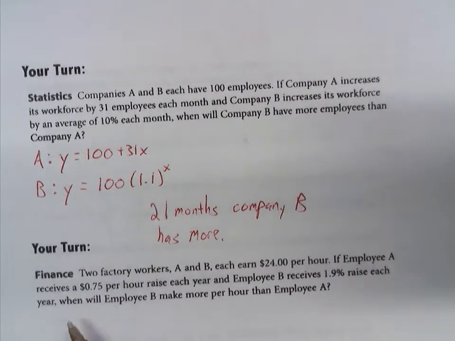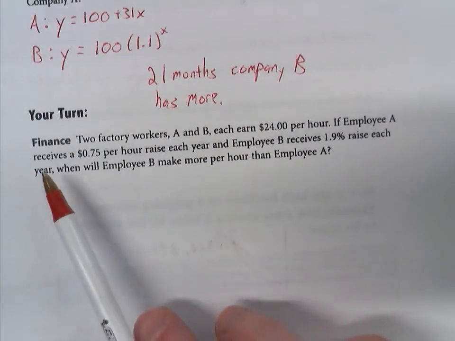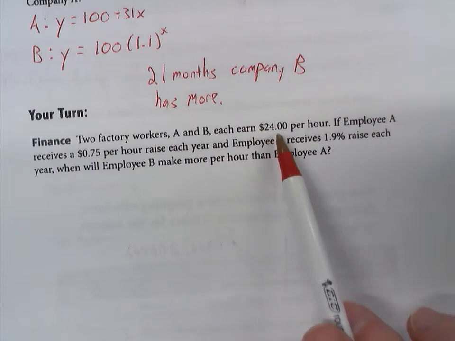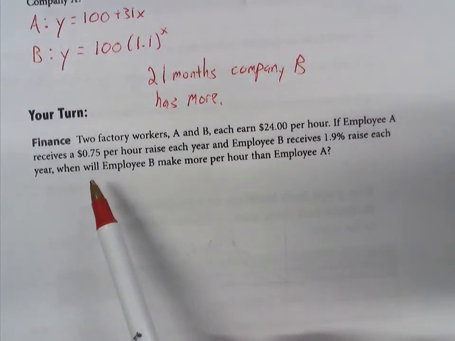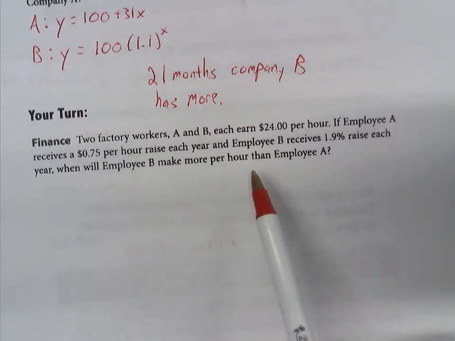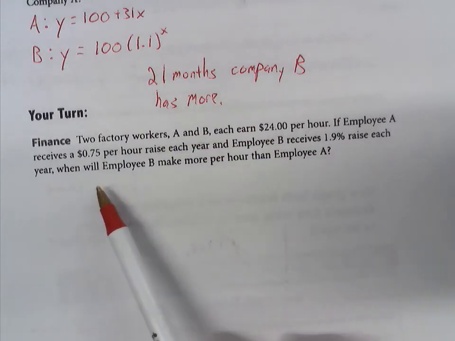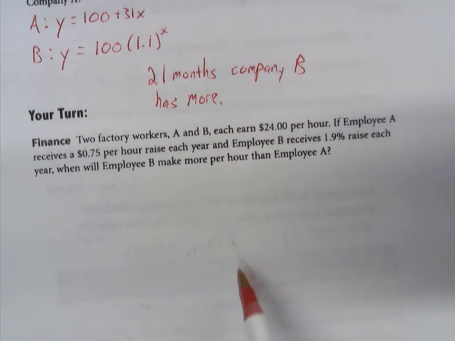All right, let's look at the next one, this finance problem. It says two factory workers, A and B, each earn $24 per hour. If employee A receives a 75-cent per hour raise each year, and employee B receives a 1.9% raise each year, when will employee B make more per hour than employee A?